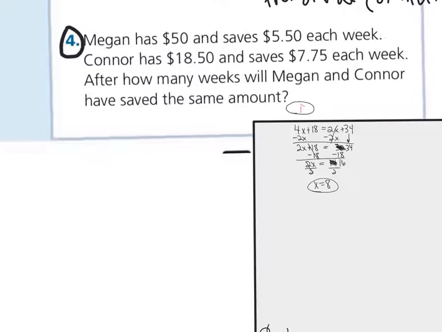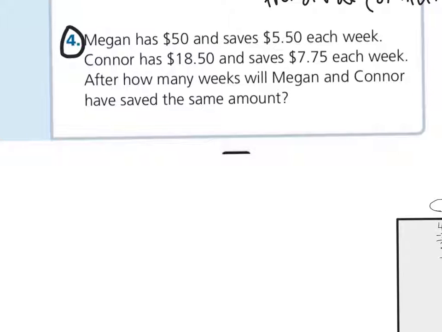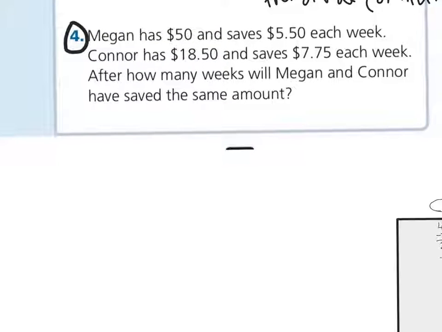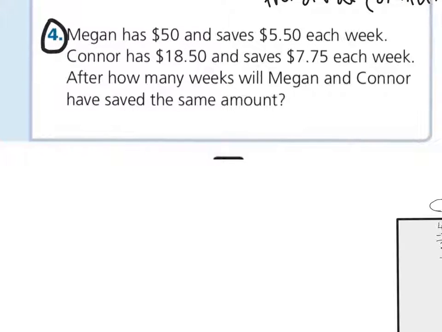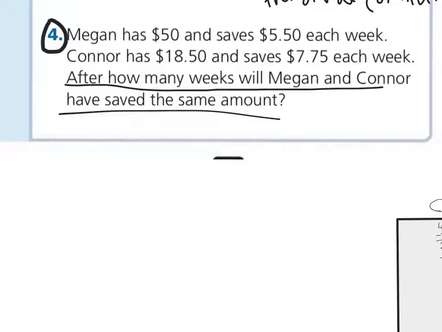Next, if we look at number 4, this one we have to set up an equation. So the question is, after how many weeks will they have saved the same amount? So the number of weeks is what we're trying to find. So we can let W represent the number of weeks. For Megan, it's $50 plus $5.50 a week. So $50 plus $5.50 times however many weeks.